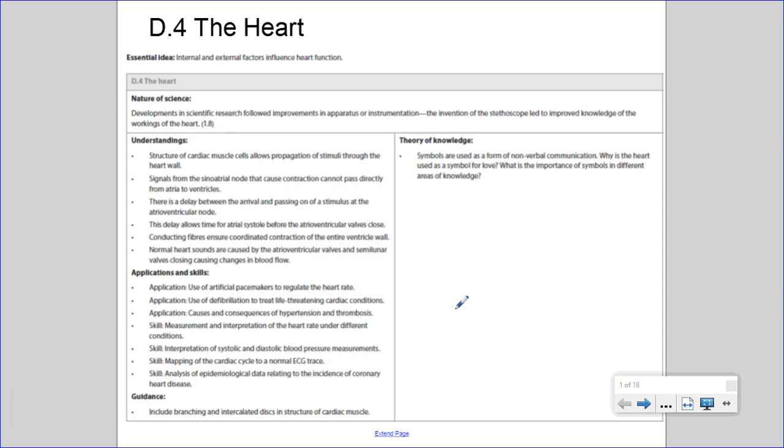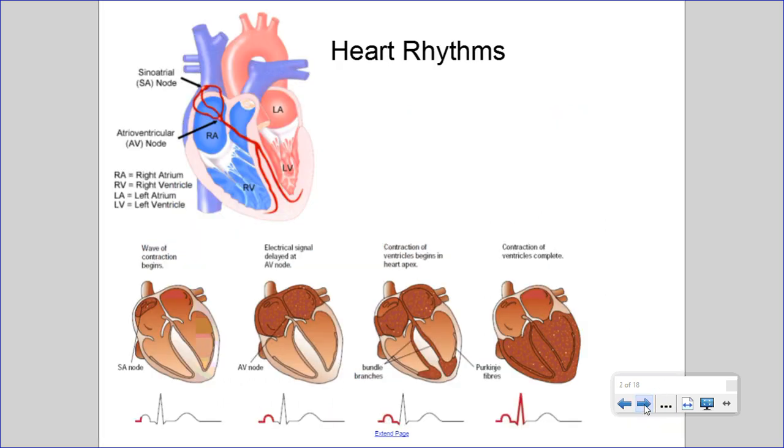This video will cover subtopic D.4, The Heart. So here's a list of understandings, applications, and skills that will be covered in this video. The majority of this video will deal with heart rhythms and the structures that control the rhythmic beating of the heart. These diagrams serve as a reminder of the structures that do control that rhythmic beating of the heart.